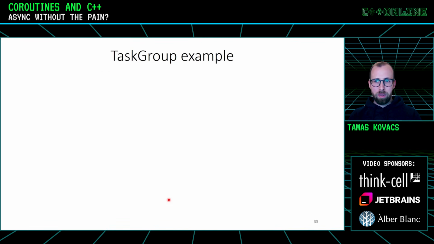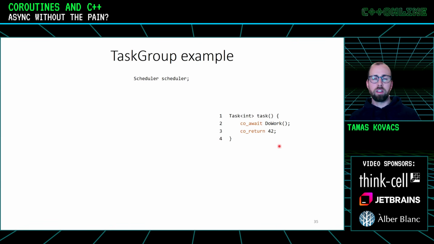If you take a look at this example, we have a scheduler, which gives us parallel execution. We have our task, which does some async work and returns 42. You can think of it as just one independent unit of concurrent work, nothing more. Our goal is to place these tasks into a task group. The reason why we need to do that is structured concurrency.